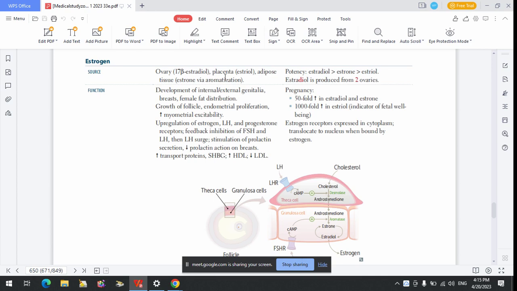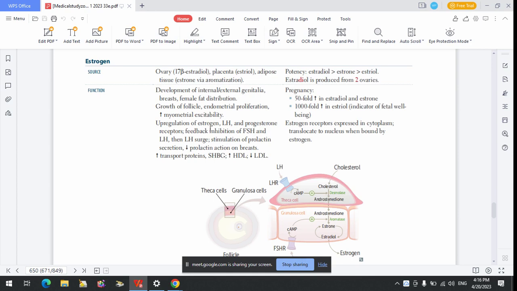Then on the myometrium, estrogen facilitates myometrial contraction and excitability. It's a very useful function of estrogen, especially during labor, so that you can contract the myometrium and bring the baby out. Then estrogen also upregulates receptors: the estrogen receptor, the luteinizing hormone receptor, and the progesterone receptor. You can know this, though it might not be very important. Progesterone, in the reverse, will downregulate the estrogen receptor. Estrogen upregulates its own receptor, the LH receptor, and the progesterone receptor, but progesterone downregulates the estrogen receptor.